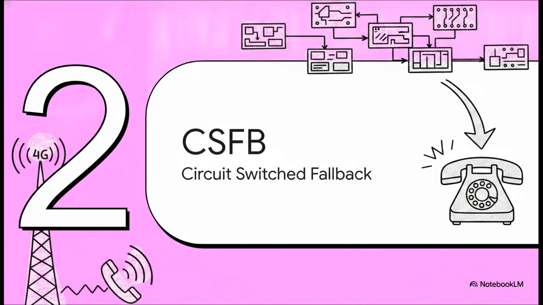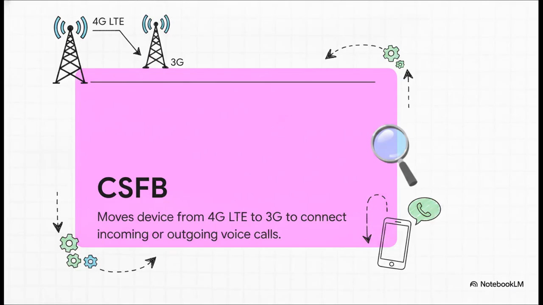That brings us to Section 2, CSFB, or Circuit Switched Fallback. The engineers quickly realized that if 4G couldn't handle the voice circuit natively yet, well, they needed a trapdoor. Circuit-switched fallback is exactly that. It's a clever mechanism that tells your ultra-fast 4G smartphone to immediately drop down to the older, slower 3G network just to connect an incoming or outgoing voice call. And then, once you hang up, your phone climbs right back up to 4G.